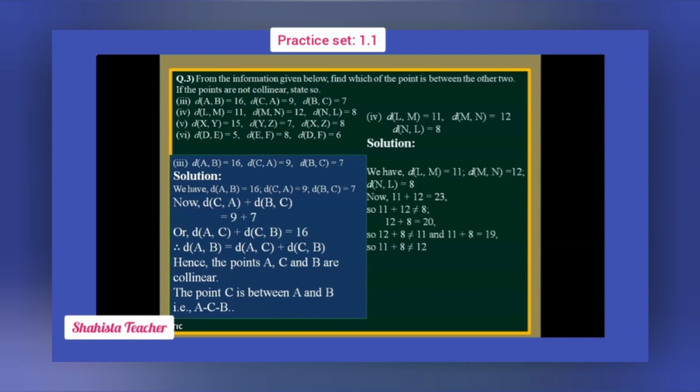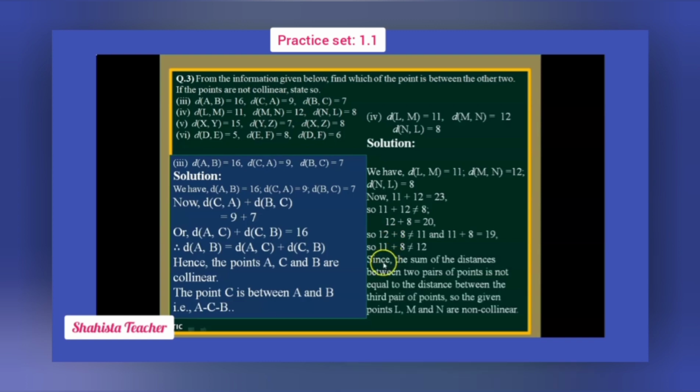So students, here one important thing, pay attention now. We have to write here one statement: since the sum of the distance between two pairs of points is not equal to the distance between the third pair of points, the given points L, M and N are not collinear because they are not equal. As they are not equal, that means they are not collinear.